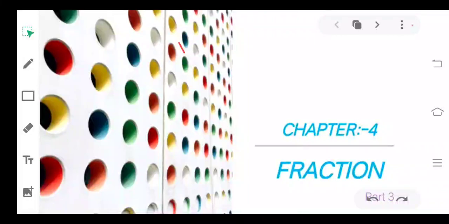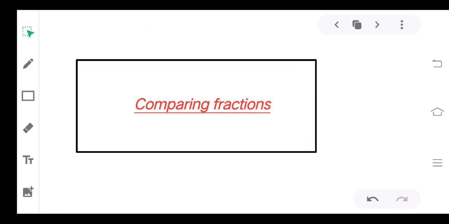Hello students, in today's video we will be continuing our chapter 4, fraction part 3. Students, in our previous video we already learned about like and unlike fractions, types of fractions and equivalent fractions. So in this video we are going to learn about comparing fractions.